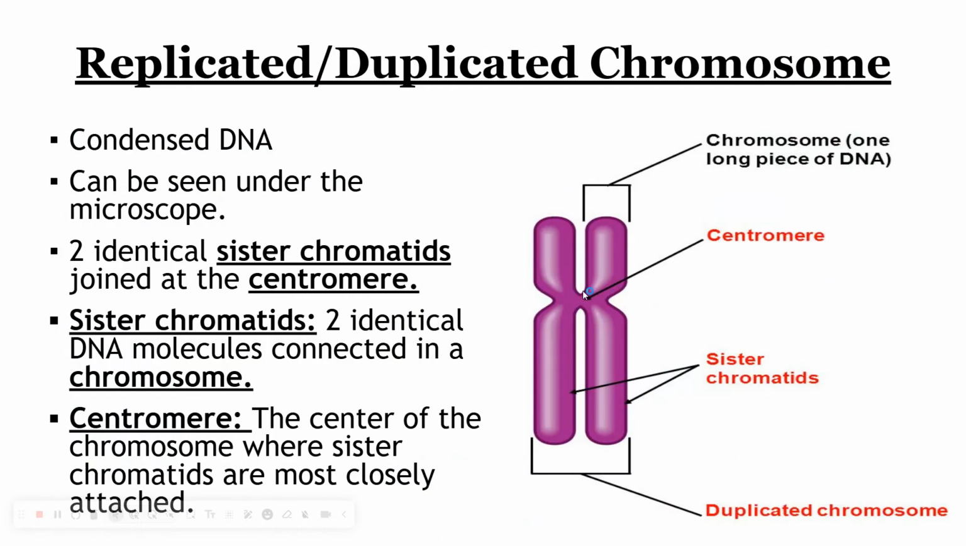So the replicated chromosome has a middle portion called the centromere. That's where the spindle fibers attach. And there's two basically sticks to them. There's this and this. And so the replicated chromosome is made up of what's called sister chromatids.